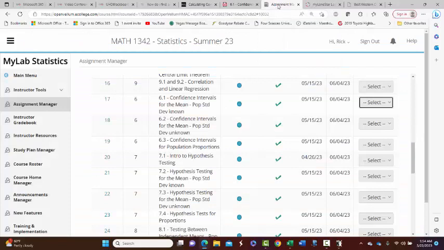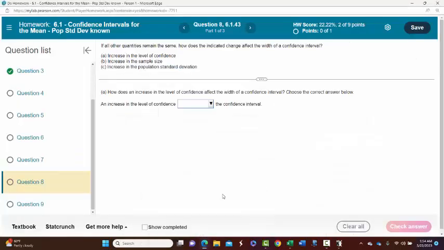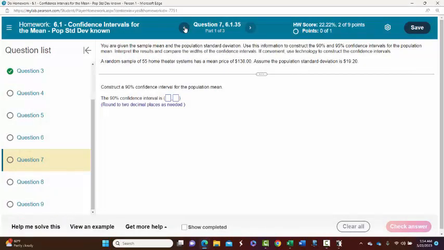And where'd my preview go? Oh, it's probably the split screen, so there we go. All right, so I won't actually work that one out. I'll leave that one there. Let's do number 7.